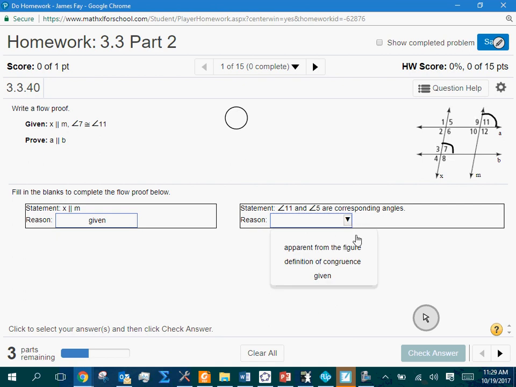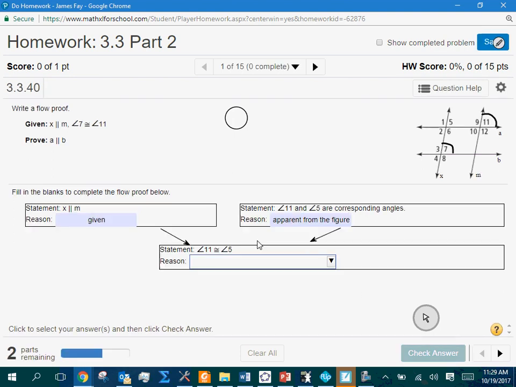So you guys know it's the definition of corresponding angles. When we look at that, is that an option? So it's apparent from the figure. Really, apparent from the figure means that based on their locations, we know that's the definition. So in this case, we can gain corresponding angles. That's another concept that we can get from a picture. So check our answer. Tells us we're right.